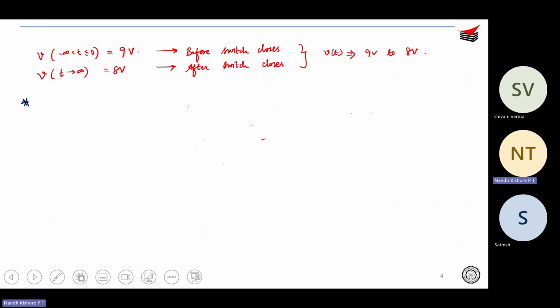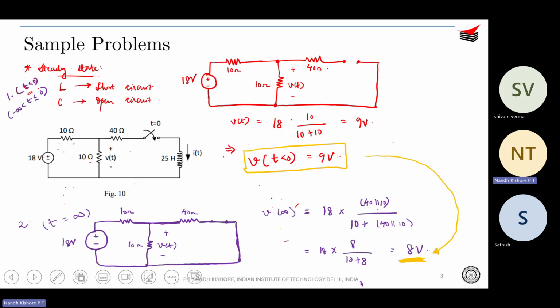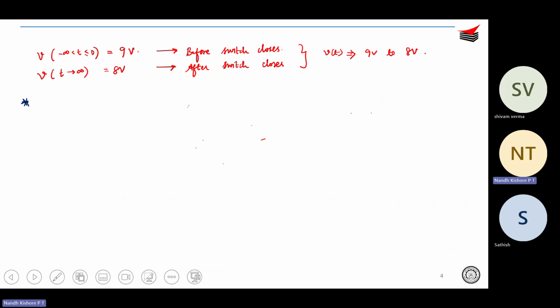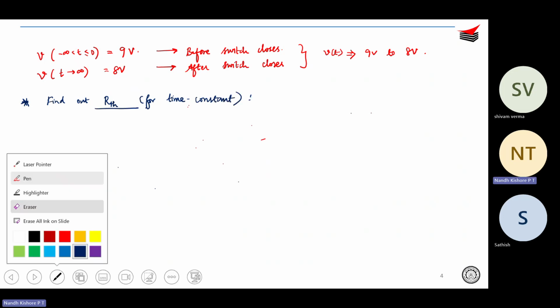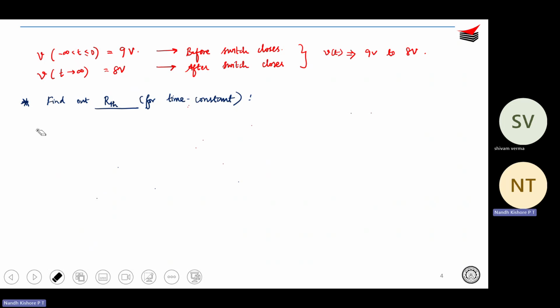So at the point the switch is going to close, right? We have to find the time constant. So which means that we have to find out the Thevenin resistance. Find out R Thevenin, okay, for time constant, right? So we just need to find out the R Thevenin. Okay. So if we want to find out R Thevenin, right? So what do we do?